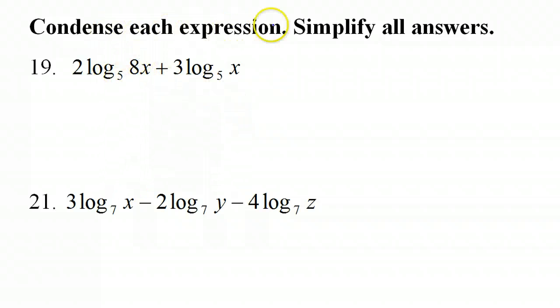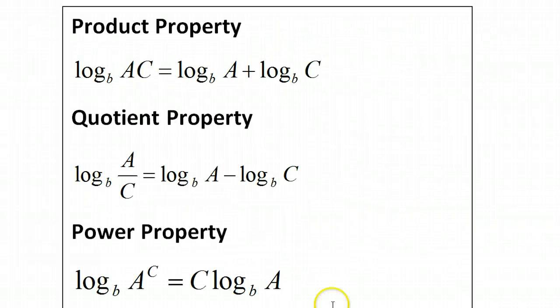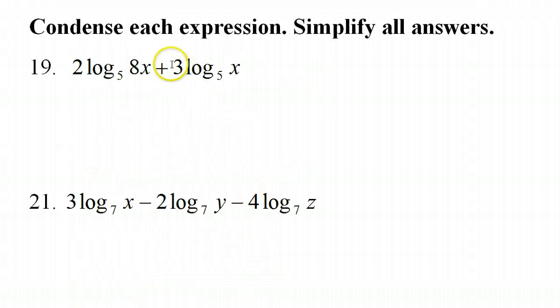Alright, condense each expression, simplify all answers. So we're condensing now. So we're going in the other direction. So we're going to take things that are all split apart and collect it all into multiplication and division. And if we see any coefficients in front, bam, they're going to become exponents. Watch it. Watch me work. So let's clean up all these coefficients. So everywhere I see this coefficient, it's going to jump over and become a power.